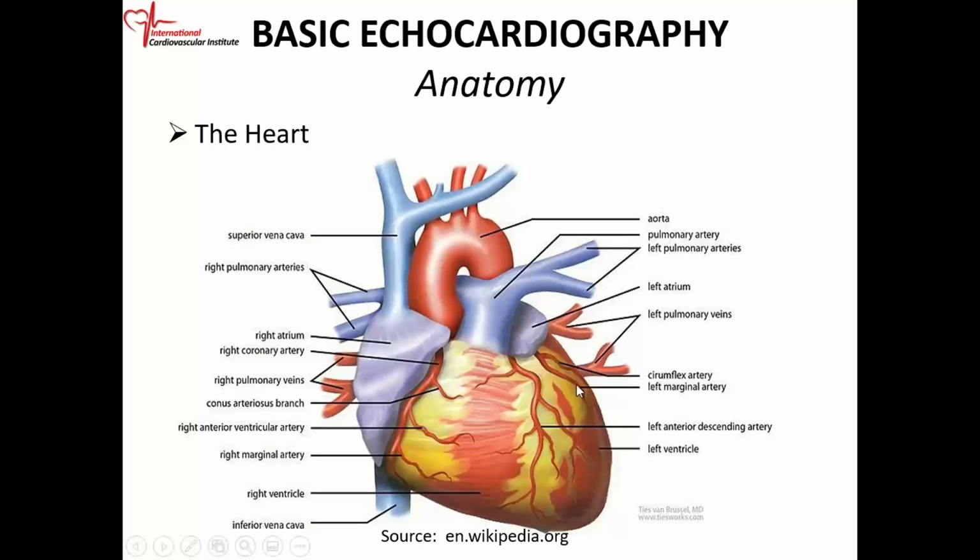Most of the anterior aspect of the heart is occupied by the right ventricle, however. So most of this area here is the right ventricle. The left ventricle is over this side.